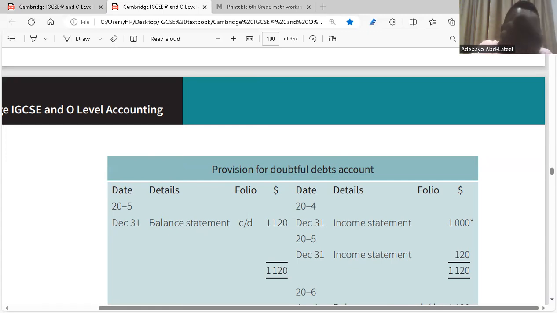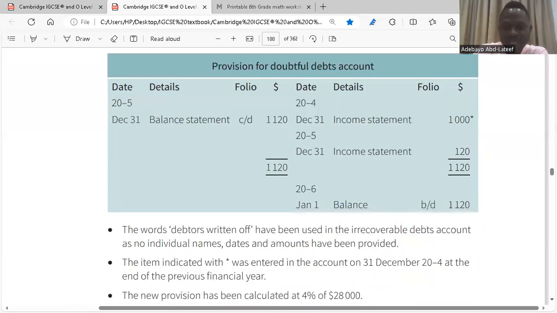1,120 minus 1,000 gives you your balance carry down, which is 120. Do you get it? Yes. So your balance brought down will be 1,120. That's the new provision for doubtful debt. Why do you have it that way? You have it that way because your trade receivables has increased from 5,000 to 8,000.